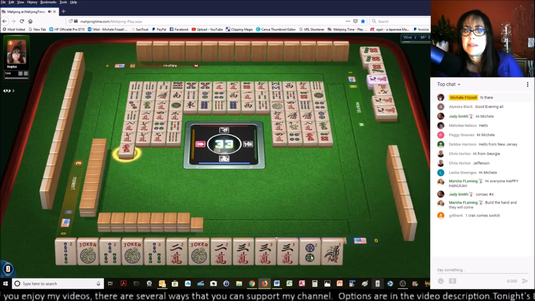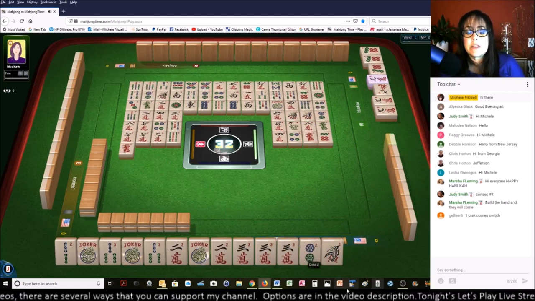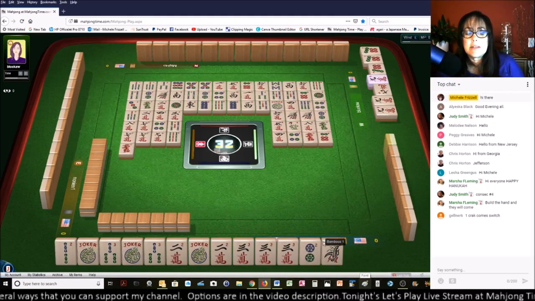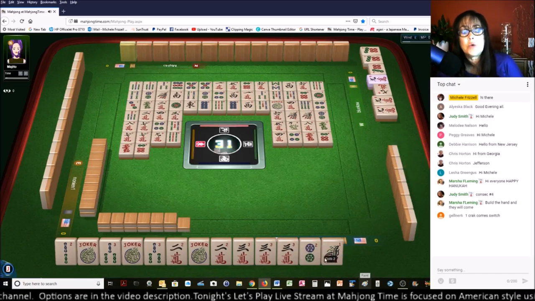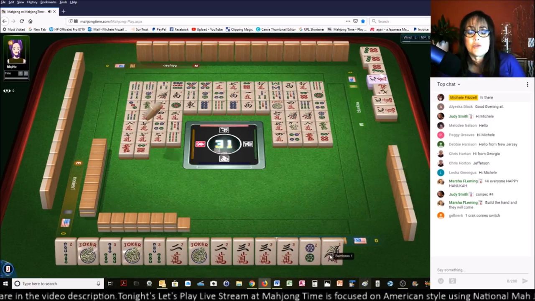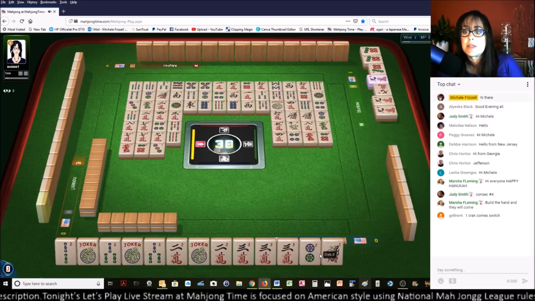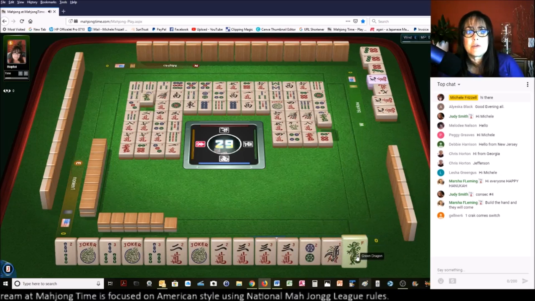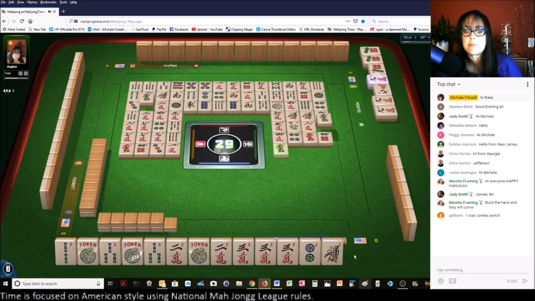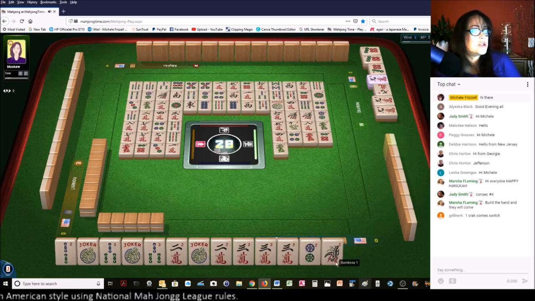So we're in the end game now, the fourth wall. This is when you want to discard the fresh tiles as quickly as possible and hold tiles you know are safe. So I'm going to hold the 1 and the 2. There are 3 each of them out, so these should be safe tiles. The green, there are 2 out. Green dragon. The 1 and the 2 should be safe.